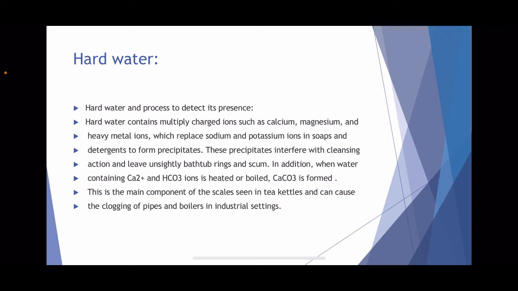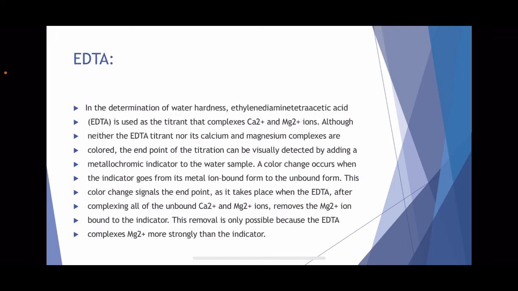In addition, when water containing Ca2+, which is the calcium ions, and CO3 2- ions is heated or boiled, calcium carbonate is formed. This is the main component of the scale seen in tea kettles and can cause clogging of pipes and boilers in industrial settings. We do see that white thing in the tea kettles or the pots that we use to boil things. That white substance is calcium carbonate.